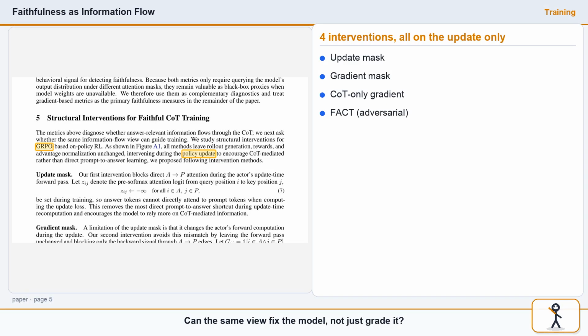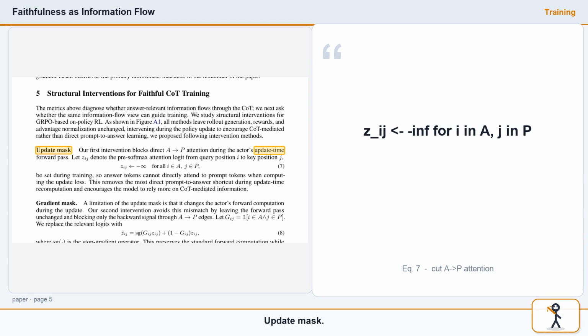Can the same view fix the model, not just grade it? Yes, through 4 structural interventions for GRPO reinforcement learning. The trick: leave the rollouts, rewards, and advantages untouched, and only change the policy update. Same data, faithful nudges. Update mask.